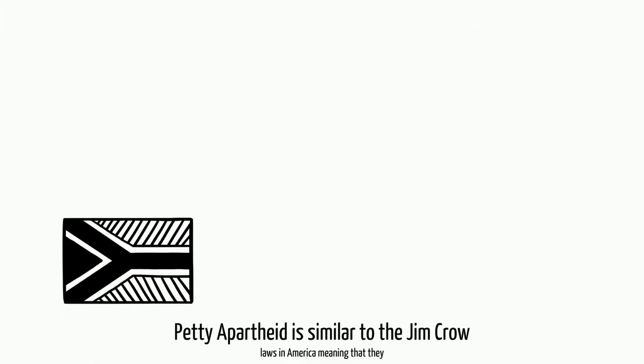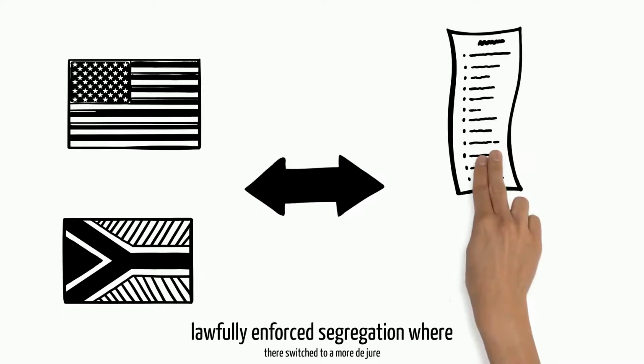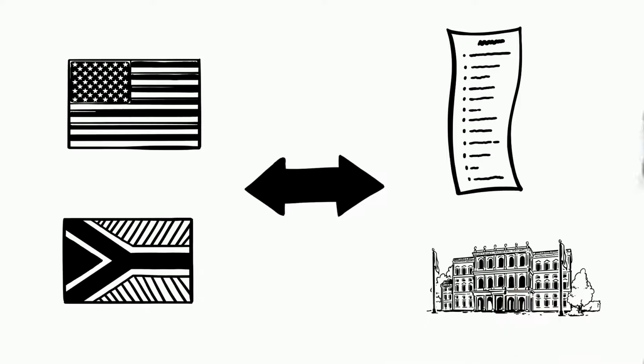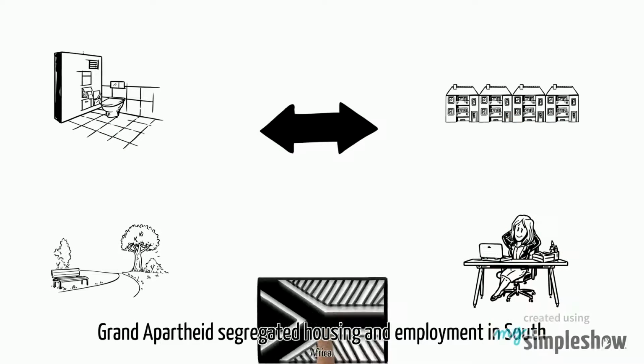Petty apartheid is similar to the Jim Crow laws in America, meaning that they were culturally enforced norms, whereas Grand Apartheid was lawfully enforced segregation, where they switched to a more de jure segregation. Petty apartheid segregated public spaces and social functions, while Grand Apartheid segregated housing and employment in South Africa.